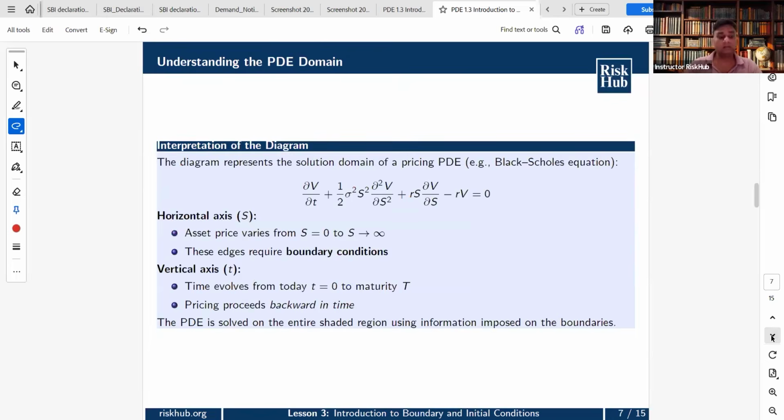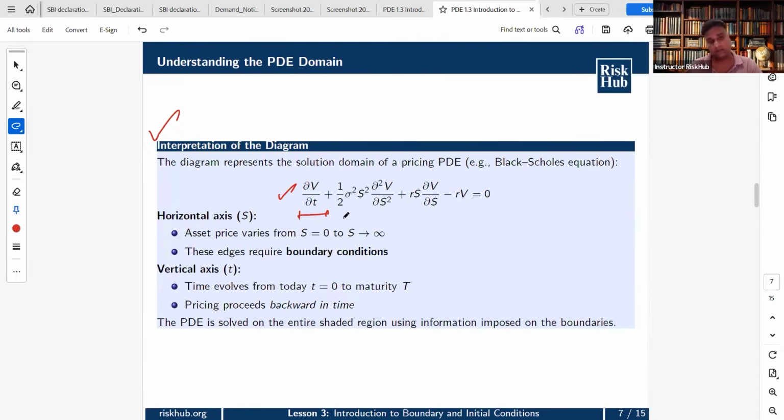Okay, then we get into this part, interpretation of the diagram, which I told you. The slide introduced the Black-Scholes PDE. We have the full equation: the partial derivative of V with respect to time, plus 1/2 sigma squared S squared times the second partial derivative of V with respect to S, plus r S times the partial derivative of V with respect to S, minus r V equals 0. If you look at the first term, this is your change in value per unit of time, the theta term, the time decay.